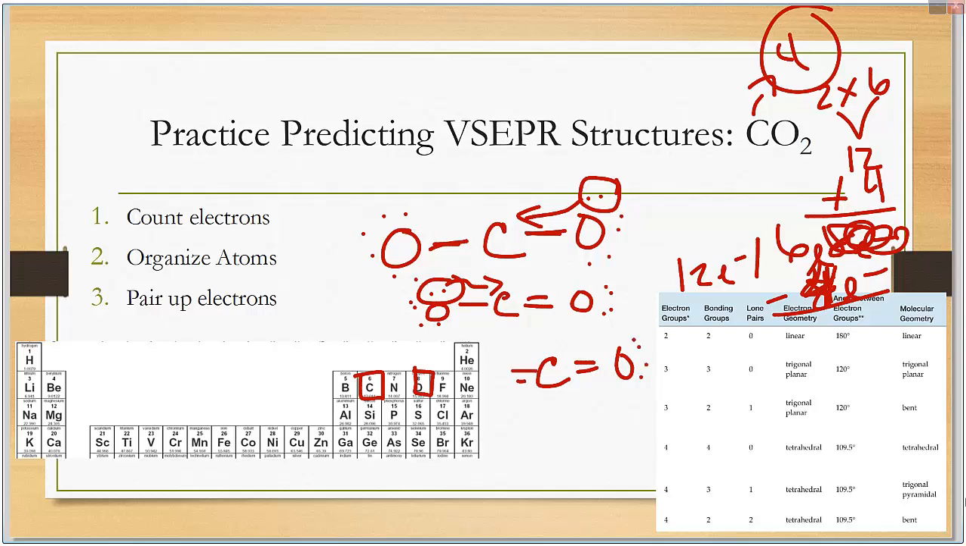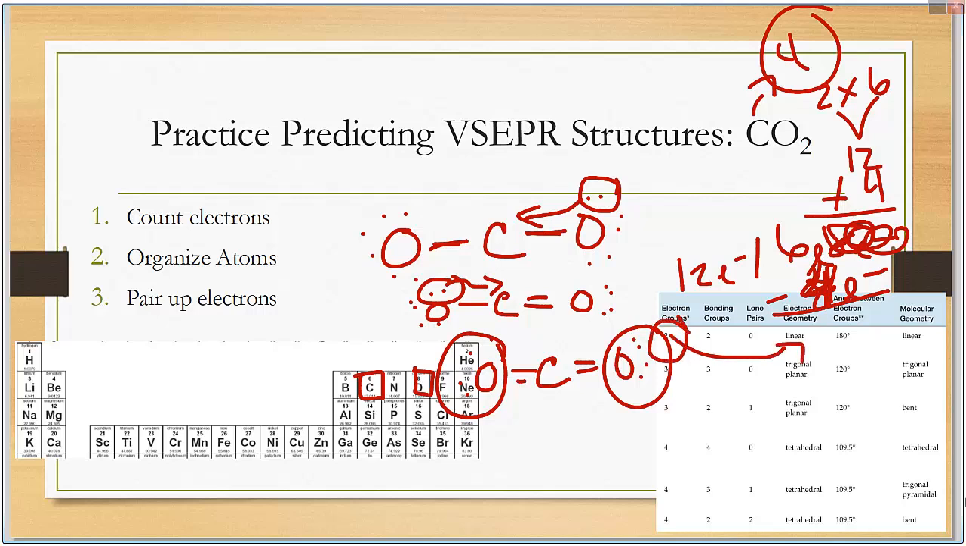Alright, so how many groups are actually coming off of carbon? We have an oxygen here and an oxygen here. There's no lone pair, so we only have 2 groups. So 2 electron groups gives us linear. No lone pairs gives us the molecular shape of linear.